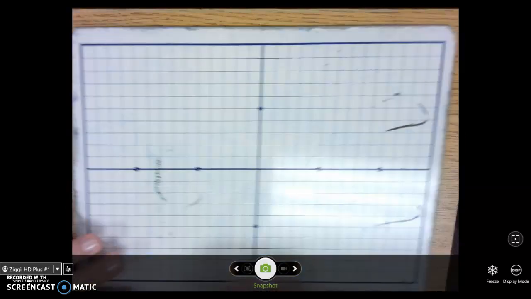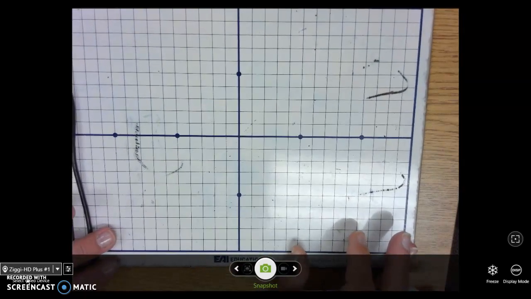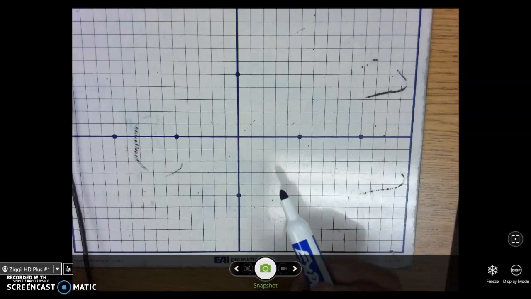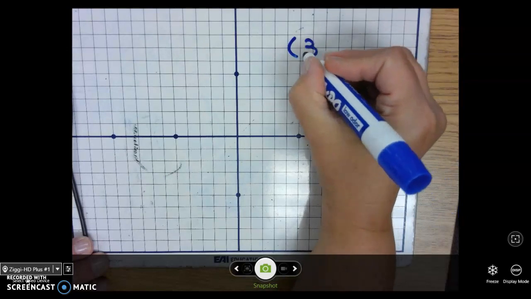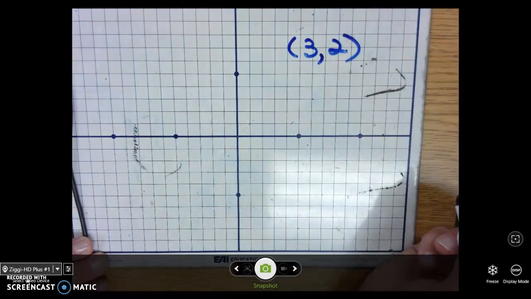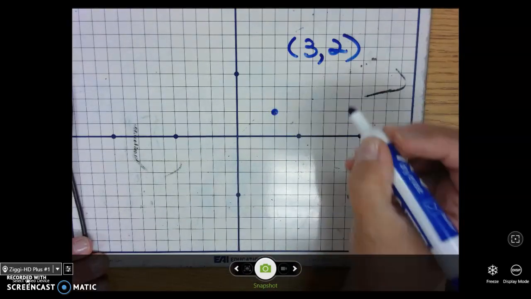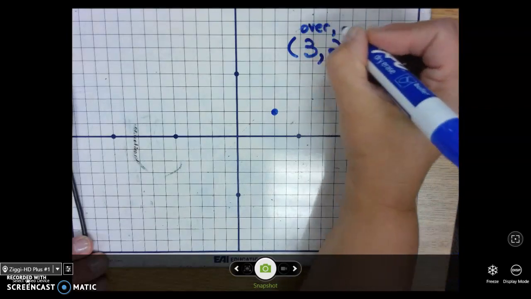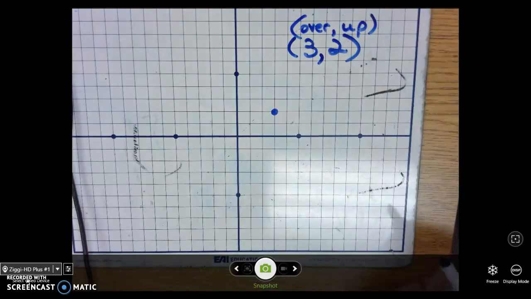Now I want to show you a little bit about area. So we're going to do some practice with area on our IXL today. When you're graphing, this is a coordinate plane. If you had the coordinate, let's say 3, 2, that tells me to go over 3 and up 2. It's always over and then up. Just as a reminder, or down, depending what it was. So 3, 2 would be there.